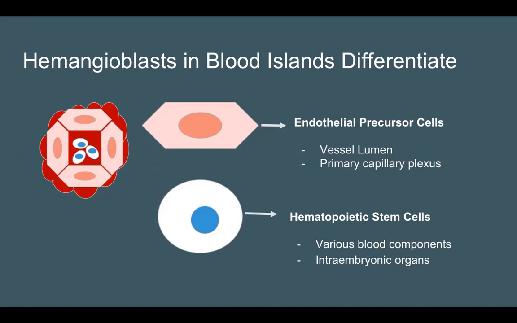And they're going to be the primary cells that are influenced by the processes of vasculogenesis and angiogenesis. On the other hand, hemangioblasts that are located centrally within these blood islands are going to differentiate into what is known as hematopoietic stem cells.